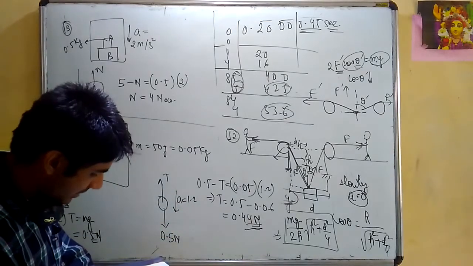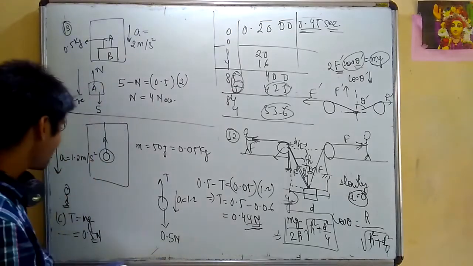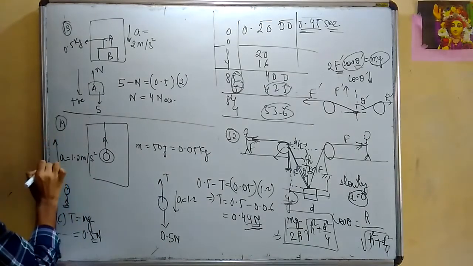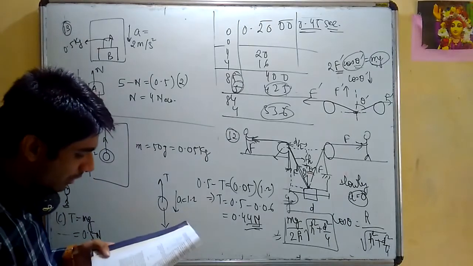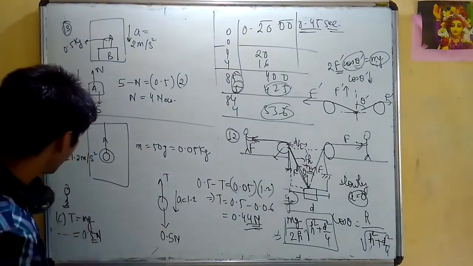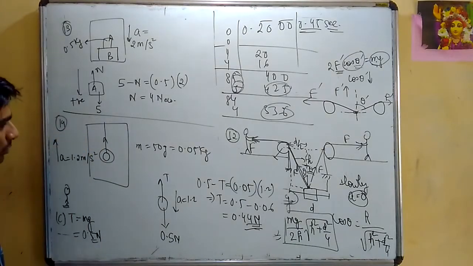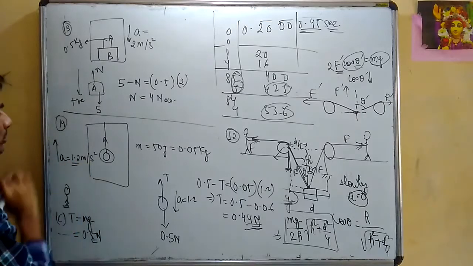And part E is: goes down with a deceleration of 1.2 meter per second square. So the downward deceleration is 1.2 meter per second square. So I can say the acceleration is upward. How much? 1.2 meter per second square.